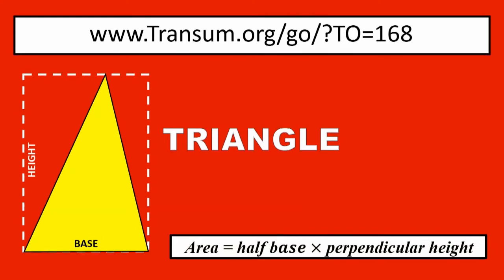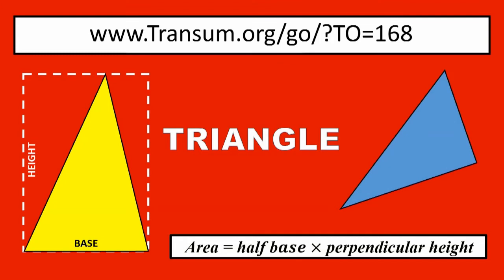And the height of the triangle must be measured at right angles or perpendicular to the base. So the full formula is a half the base times the perpendicular height. And it doesn't matter which way around the triangle is. You must make sure that the two numbers that you're multiplying and then halving are at 90 degrees to each other.